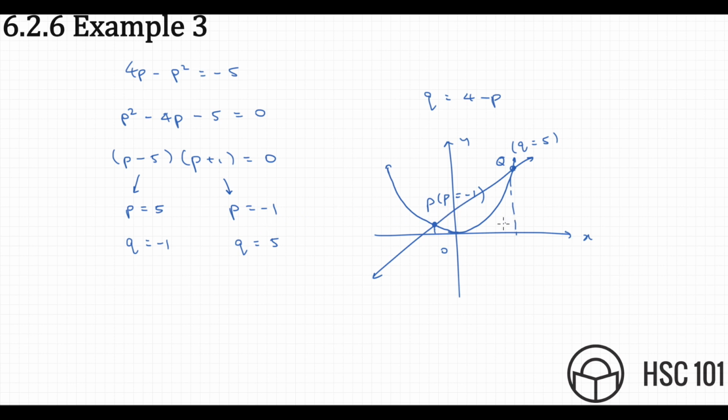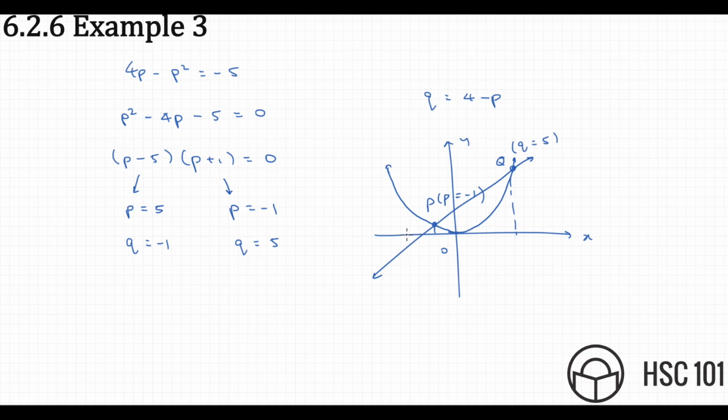Now, alternatively, if we want to swap them, because no one said that the first point that comes up on the left has to be p, and the second point has to be q, right? So if q turns out to be the first point on the left, and p turns out to be the second point on the right, then of course, the values are going to be reversed. Then we'll be dealing with q equals -1.